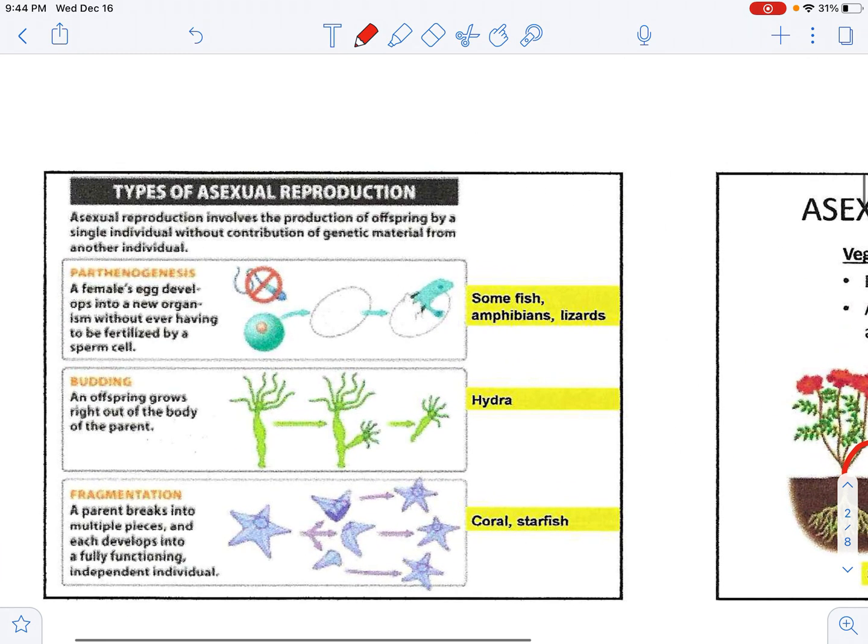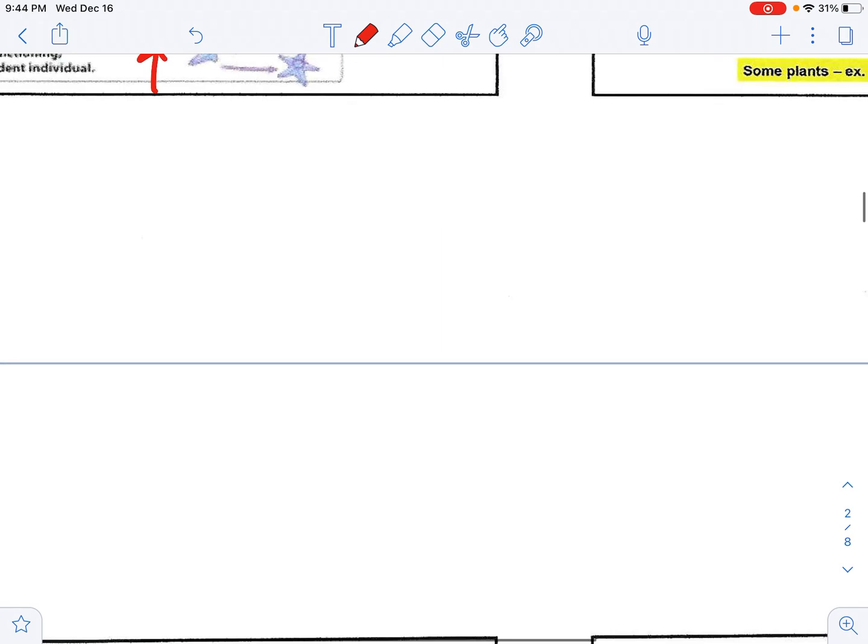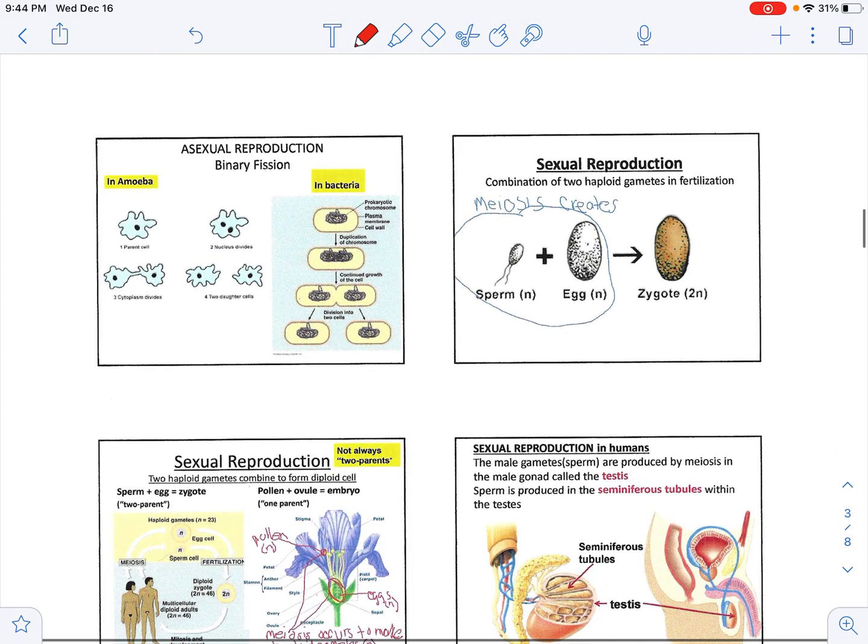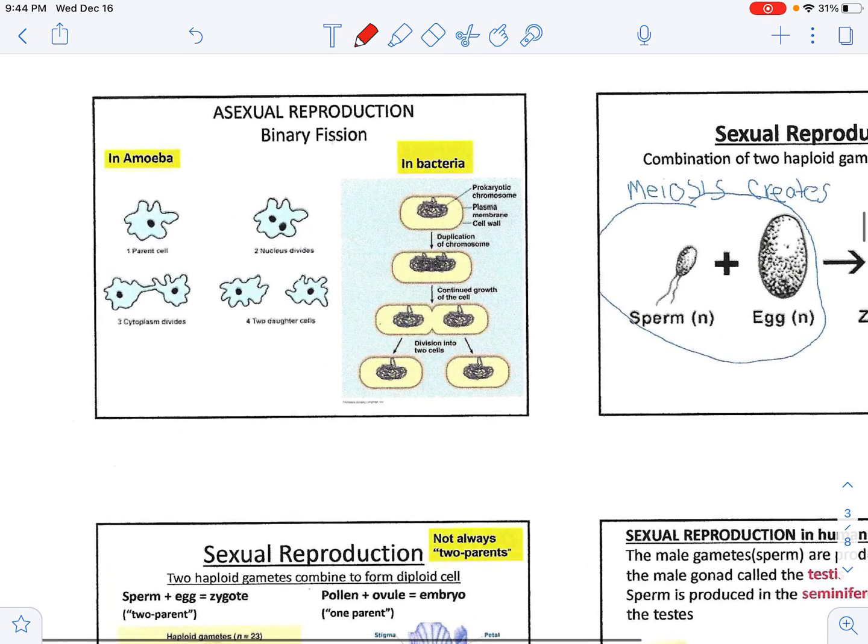Here again, it talks about hydra and budding. Fragmentation, starfish do that too. Just parthenogenesis. I'll let you guys study through that. I don't want to talk too much more about it.